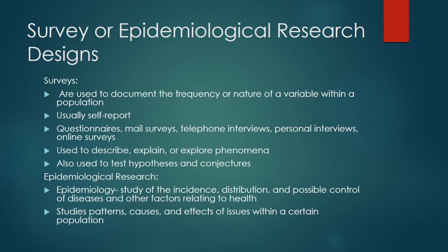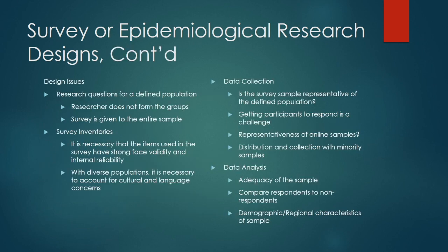Now, there are some design issues to consider when you're looking at using a survey or epidemiological research design. The first of which is that your research questions are designed for a specific population. However, unlike some other types of research designs, you don't get to form the groups. So you're not manipulating who is in your sample as much as you would with another type of research design. Your survey is given to everyone. And so that's something to think about when using these types of designs.